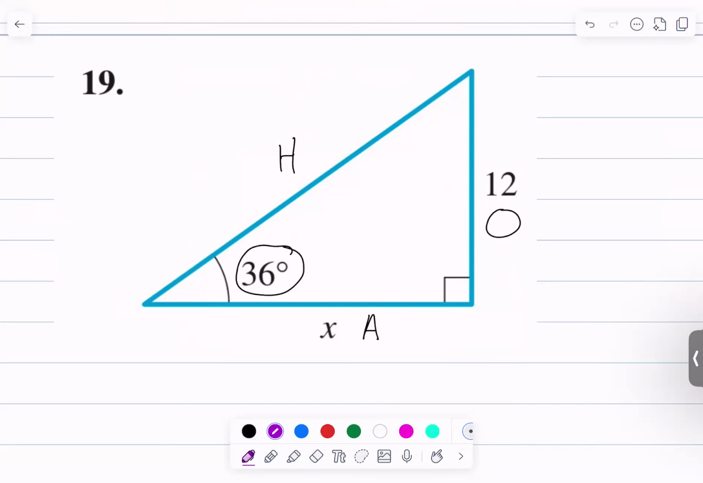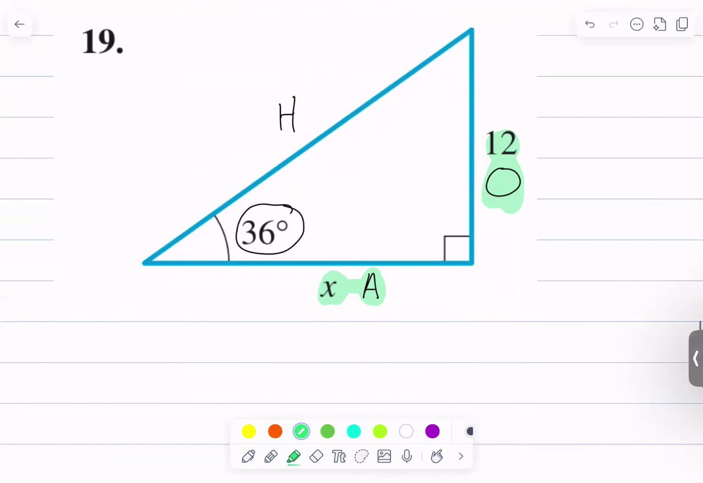Now look at what we have. We have 12, which is my opposite side. And we have to figure out what x is, and that's my adjacent side. So you're going to think, what trig value deals with opposite and adjacent? Tangent. So the tangent of 36 degrees equals 12 over x.